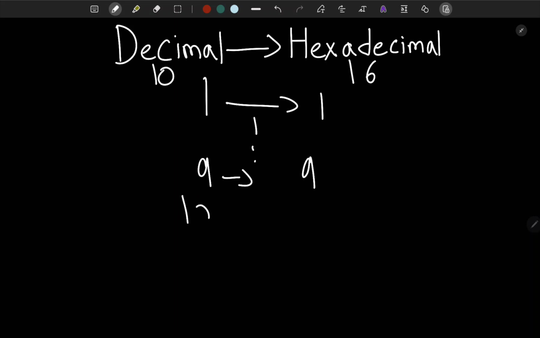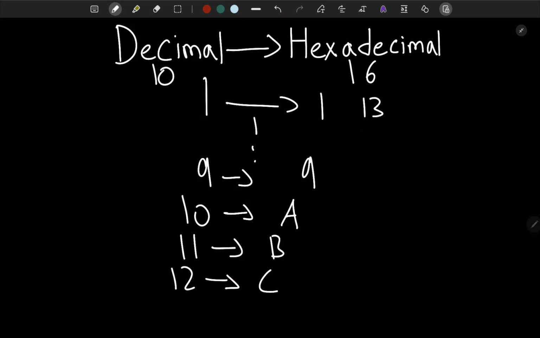So now when you reach 10, the 10 represents A in hexadecimal, 11 represents B, 12 represents C. I'm going to write it over here now. 13 represents D, 14 represents E, and 15 is the last one, since it's 16 and we are counting from 0, and 15 represents F. So each digit can be anything from 0 to 15.